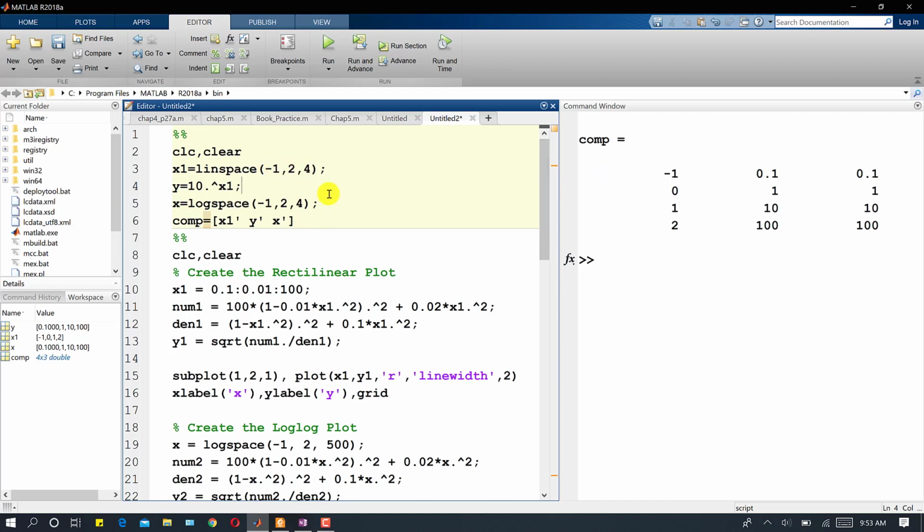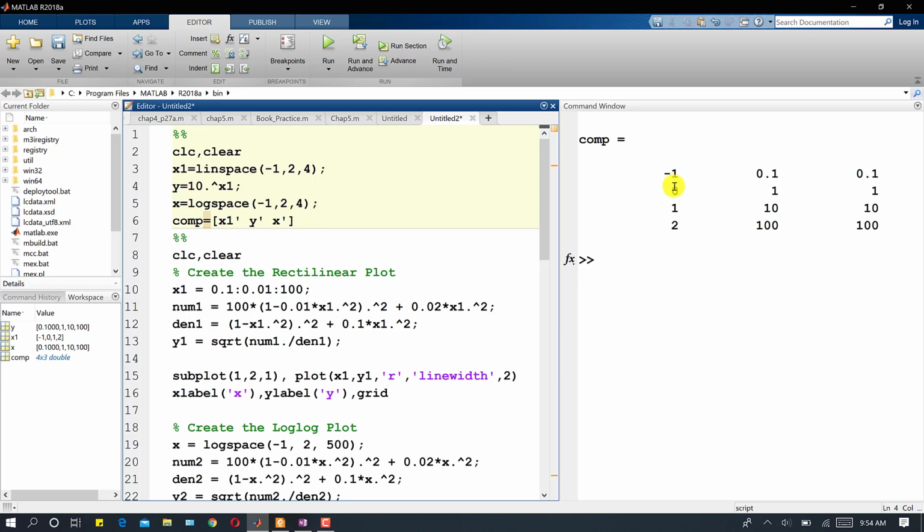This is the result of this little script file. We can see that the first value is minus 1, the last value is 2, and MATLAB automatically calculated the spacing between minus 1 and 2 for 4 elements. These are those 4 elements: minus 1, 0, 1 and 2.